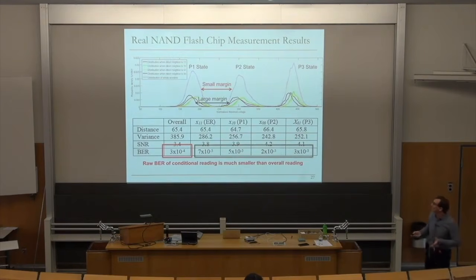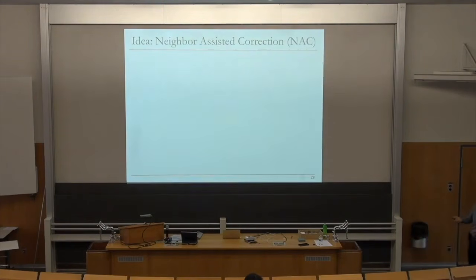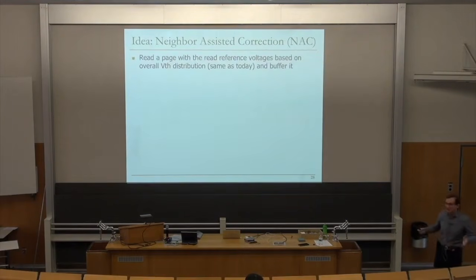And that's the idea over here. That's called neighbor-assisted correction. It's called correction because you don't do this all the time. If you do this all the time, it's not good because you need to read a page multiple times, because the neighboring page has many values. So you would need to read multiple times.